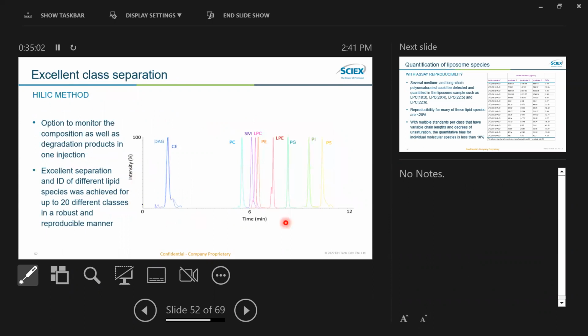Here you see a chromatogram of the HILIC separation. We are separating based on the head group to help reduce the complexity of a lipid mixture. And then within each of these chromatographic peaks, we can schedule MRMs specific to different chain lengths.